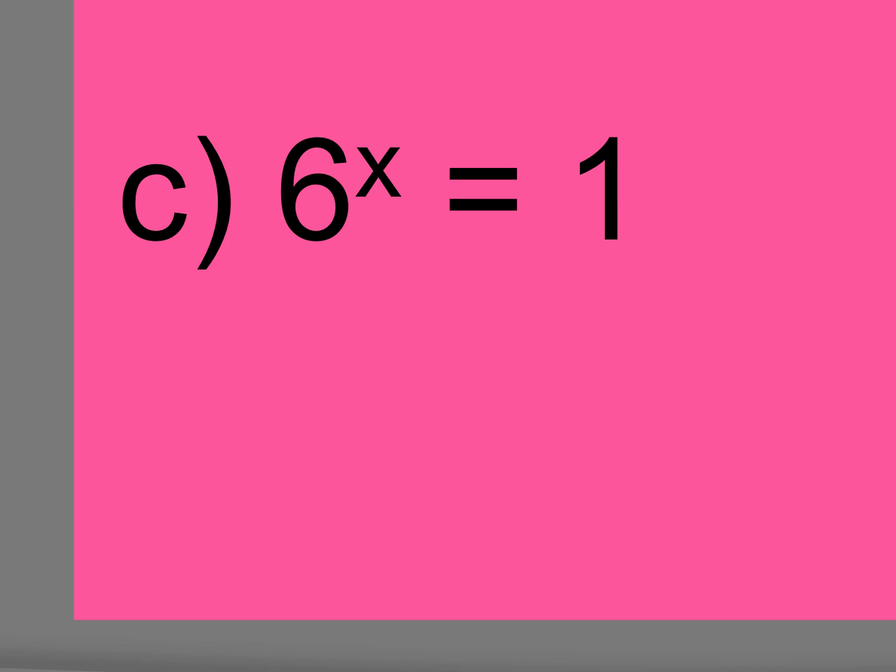So here I can't get the bases to be the same, but 6 to what power gives us 1? 6 to the power of 0, so x equals 0. Anything to the power of 0 equals 1.